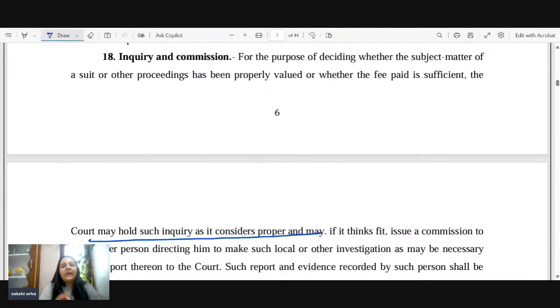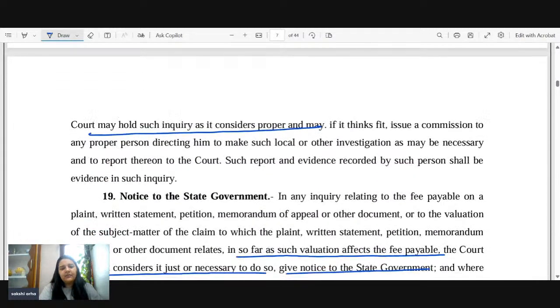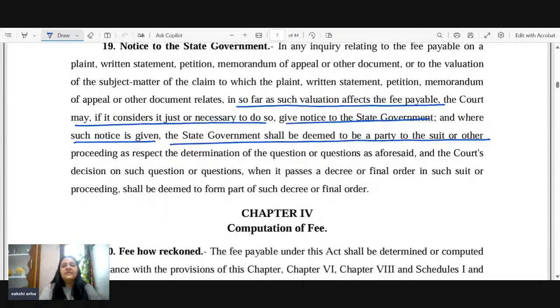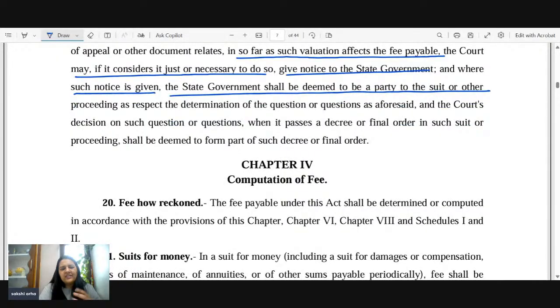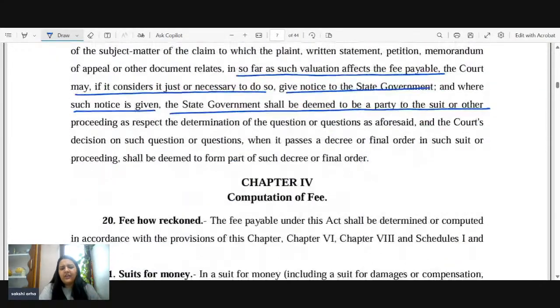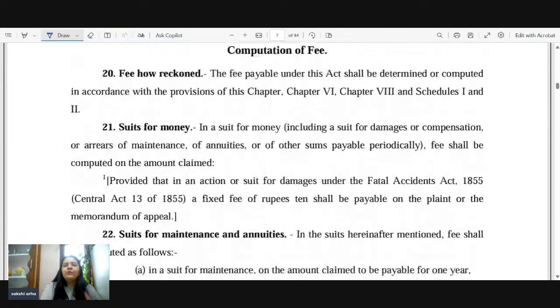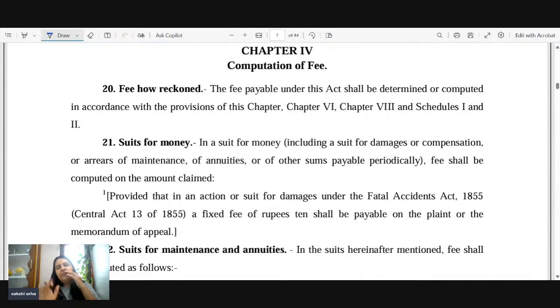Section 18 talks about inquiry and commission. For the purpose of deciding subject matter valuation, the court can send a commission to someone and can also get a local inquiry done. And it can also send a notice to the state government, which will then be a party to the suit. So yeah, this 18 is not that important. Sorry, 19 is not important. You just remember it simply: notice can go to the state government. And only note that when a notice is sent to the state government, the state government can become the party. That thing is important.